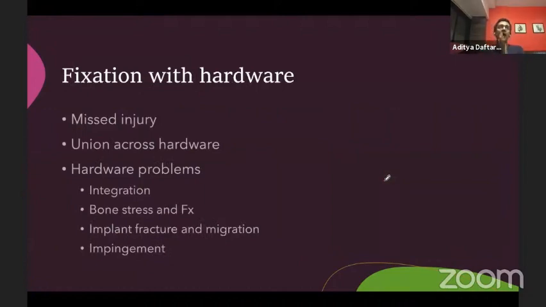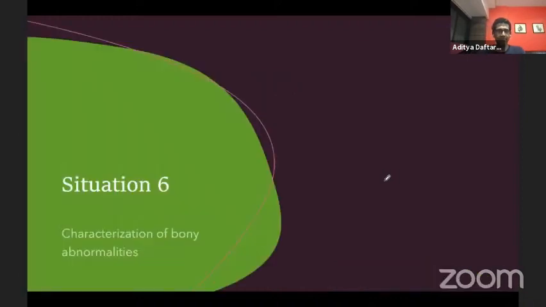So when it comes to looking at hardware, I think the key things that one wants to focus their attention on is, A, did you miss an injury that this hardware has not addressed? B, is there union across that hardware or not? And then C, you start to look at the hardware itself and you talk about its integration, the possibility of bone stress and fractures that happen with the hardware, implant fracture and migration, as well as impingement from the hardware.